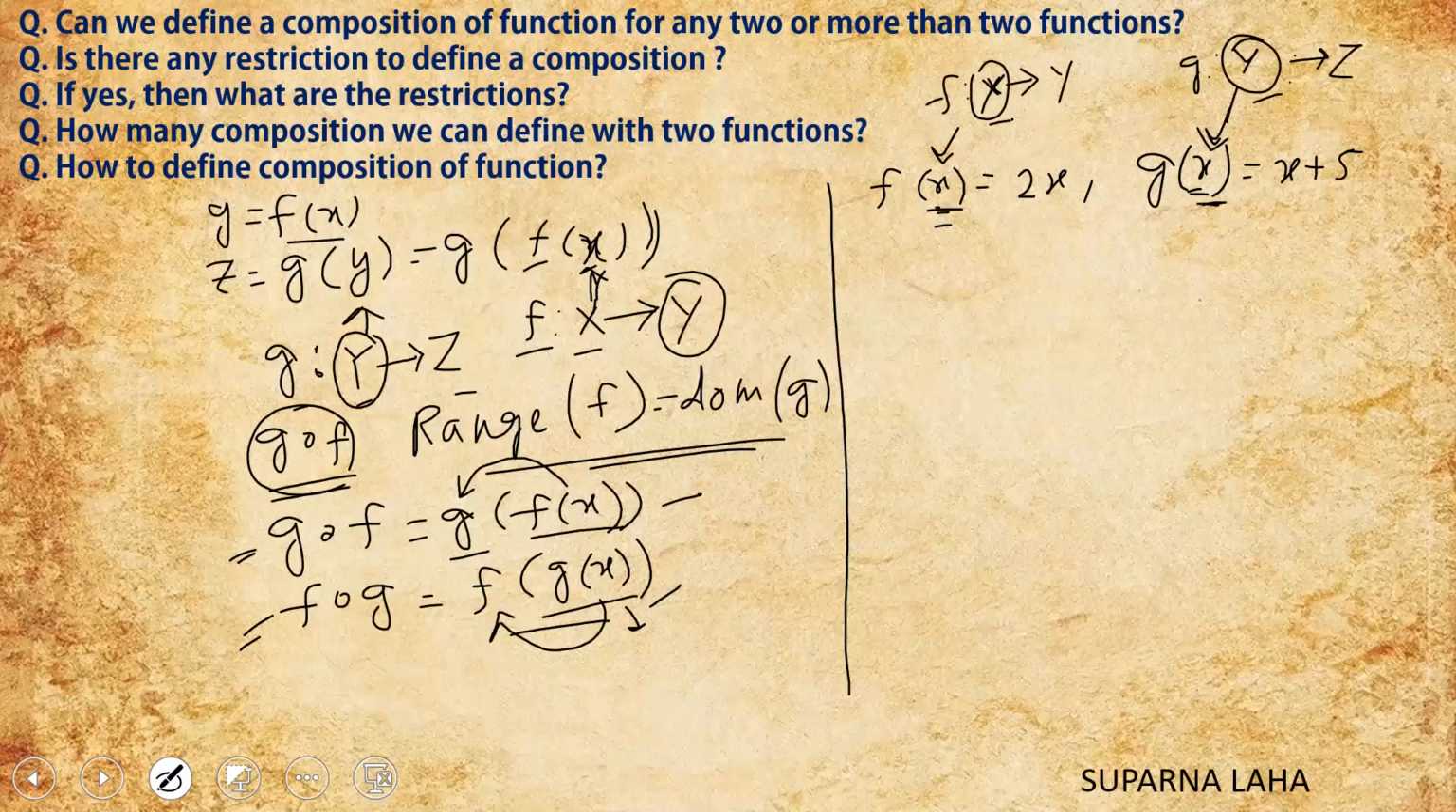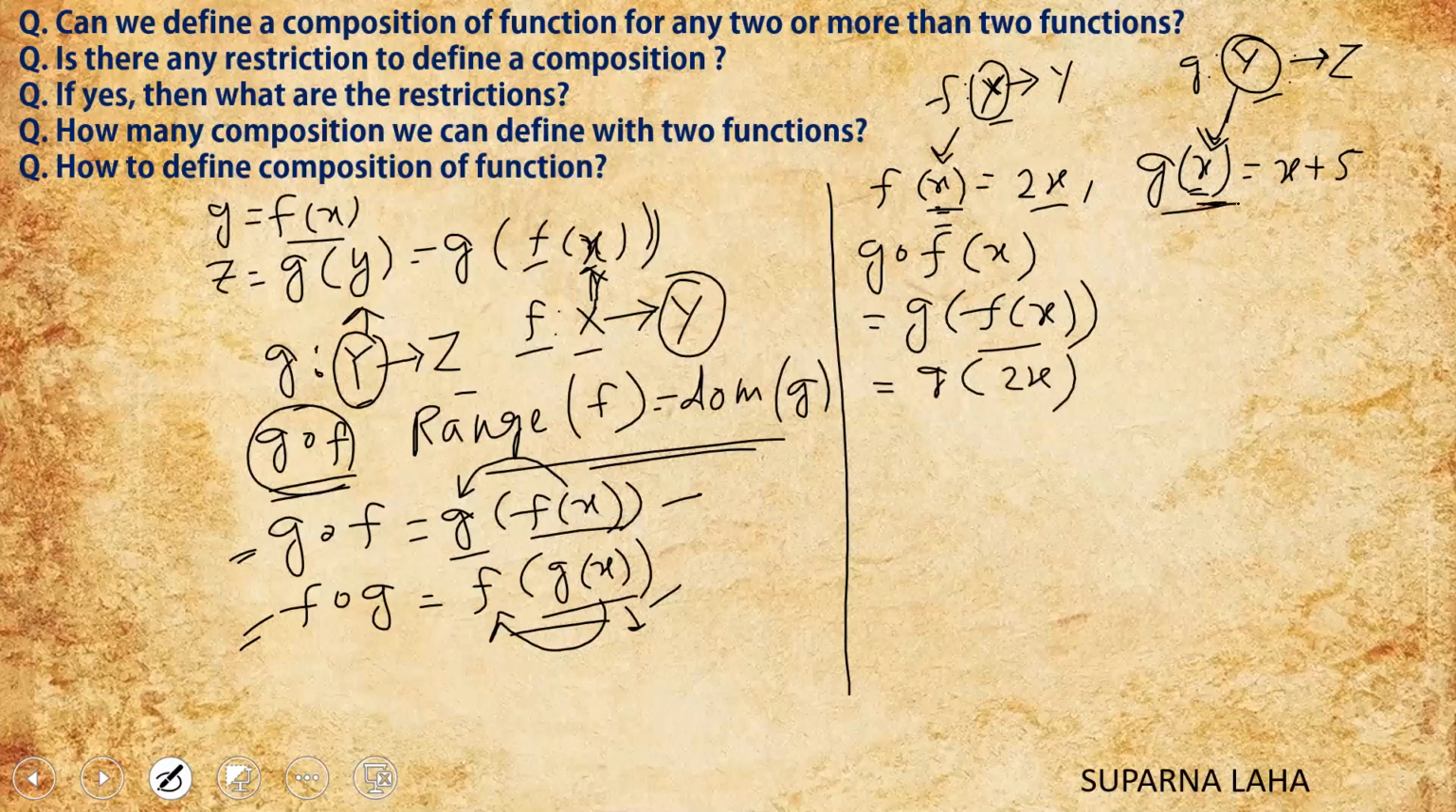Now let's check g of f(x). So g of f(x). What is f(x)? f(x) is 2x, then g of 2x. And what is g(x)? That is, g of any input is input plus 5 as the output. So here the input is 2x, which means 2x plus 5 is the value. That means g of f(x) is ultimately the function 2x plus 5.